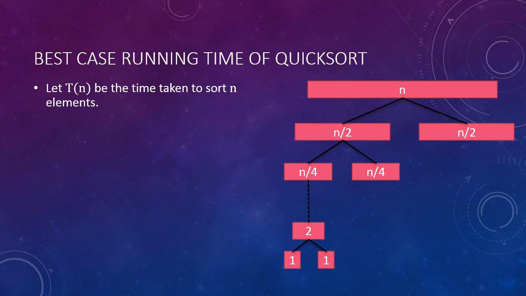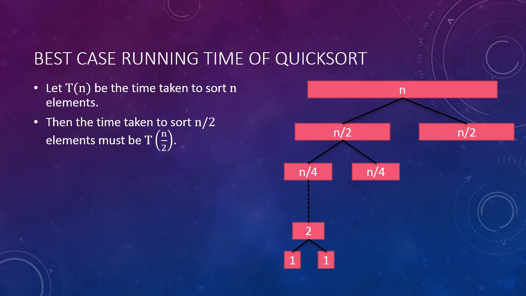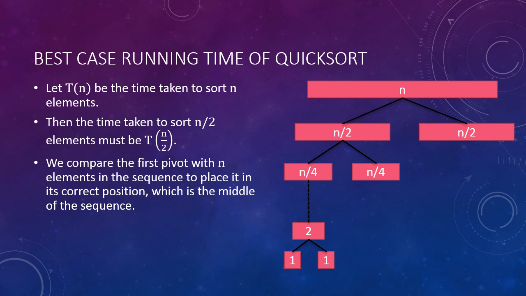Let Tn be the time taken to sort n elements. Then the time taken to sort n by 2 elements must be Tn by 2. We compare the first pivot with n elements in the sequence to place it in its correct position, sometimes scanning from the right, at other times scanning from the left. And the correct position of this pivot is the middle of the sequence. So how many comparisons do we make to place the pivot in the correct position? N.